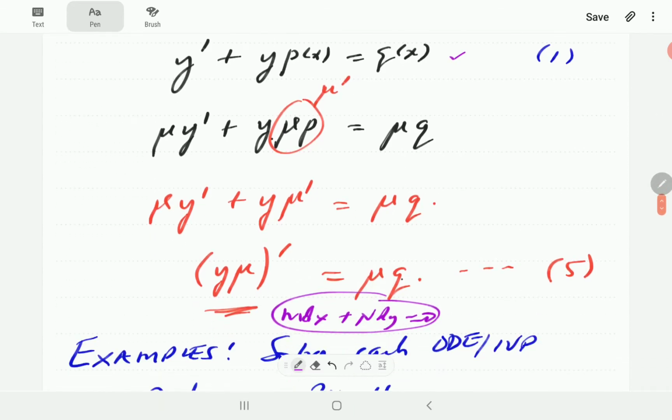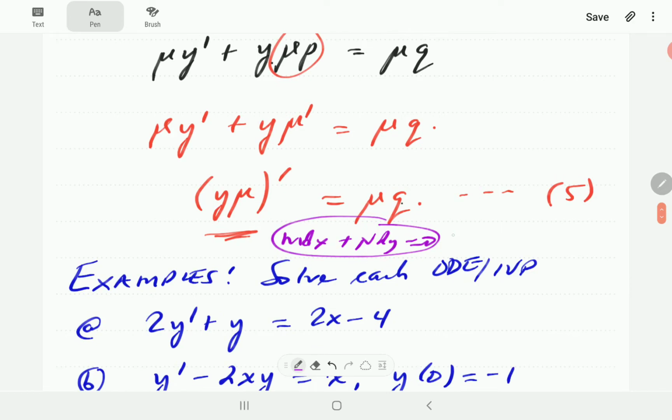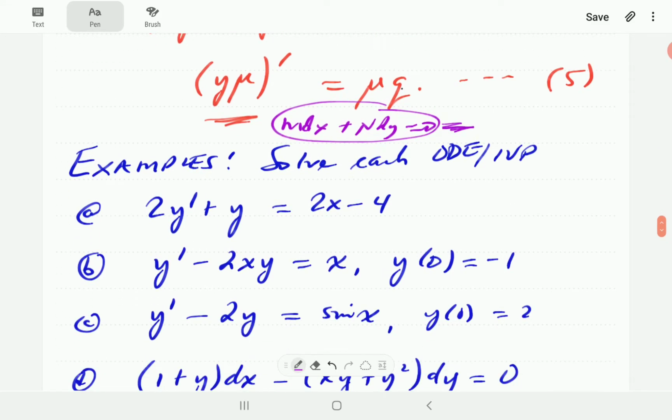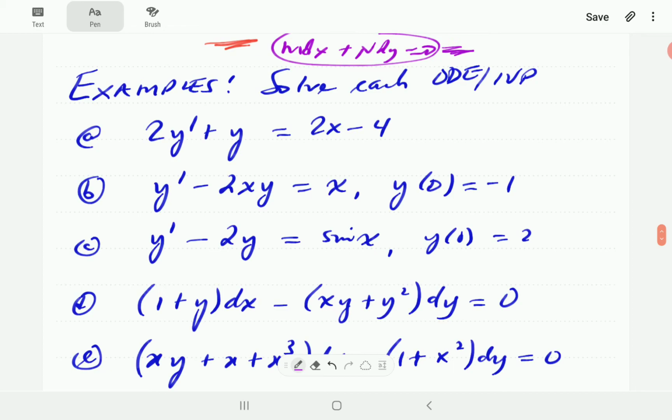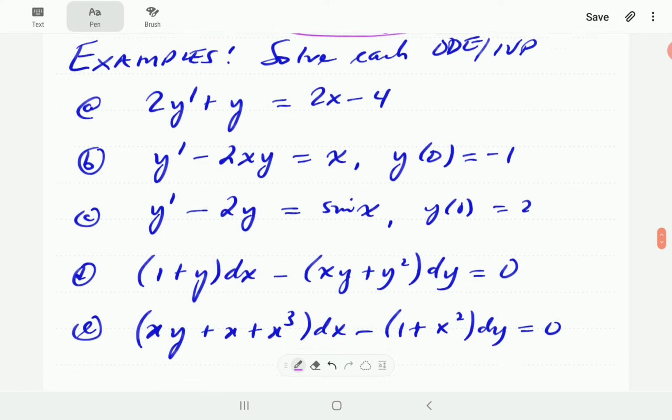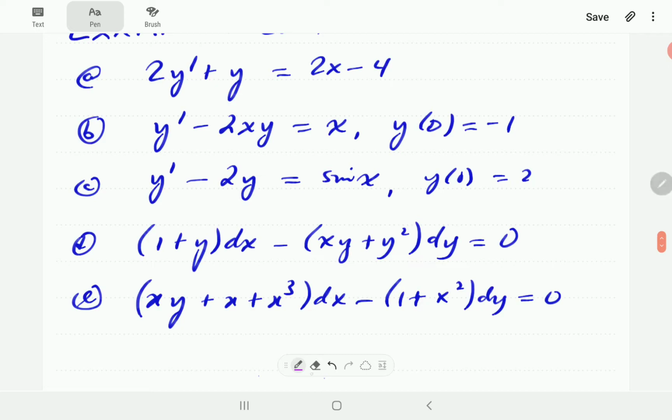Okay, by the way, if the ODE is given in this form, then there are two ways of seeing two conditions if it's linear. First of all, the y must not multiply the dy term.